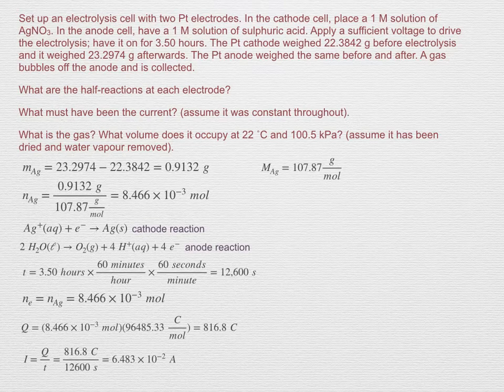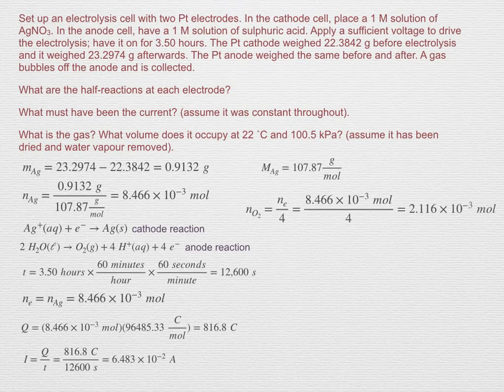However, the stoichiometry for this reaction is not 1:1. Rather, it is 4:1. It takes 4 electrons to produce 1 molecule of oxygen. So the amount of oxygen produced is about 2.12 millimoles. What volume would the gas occupy at the given temperature and pressure?